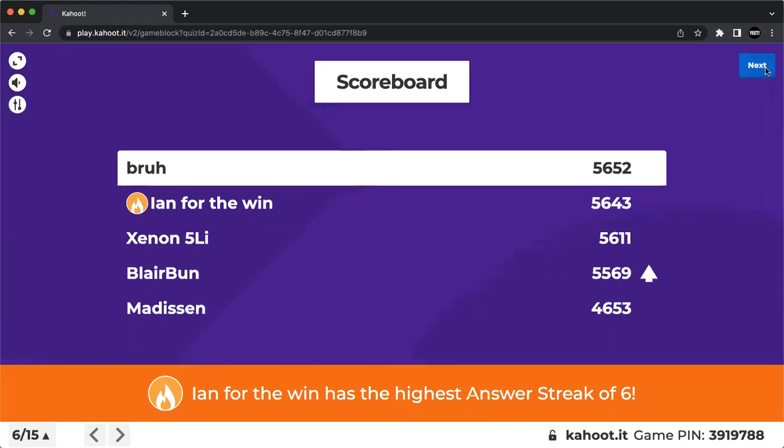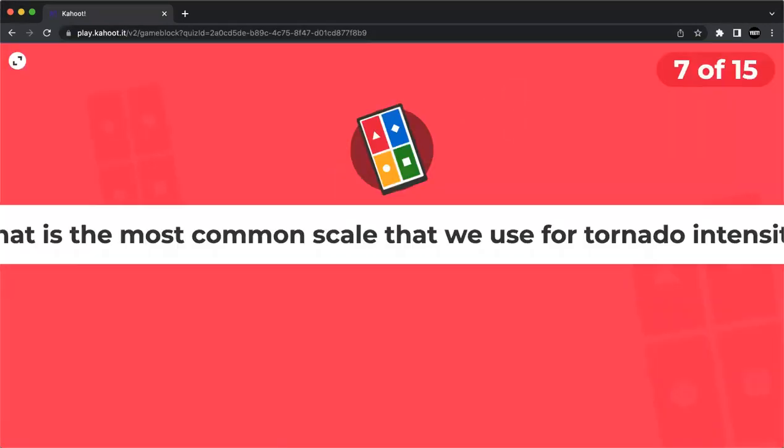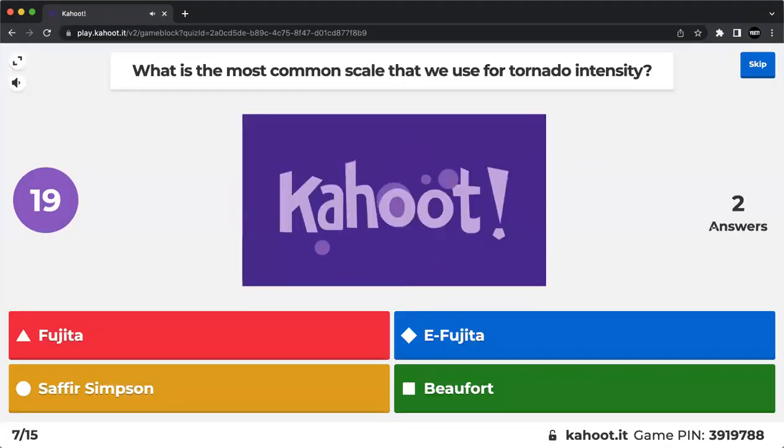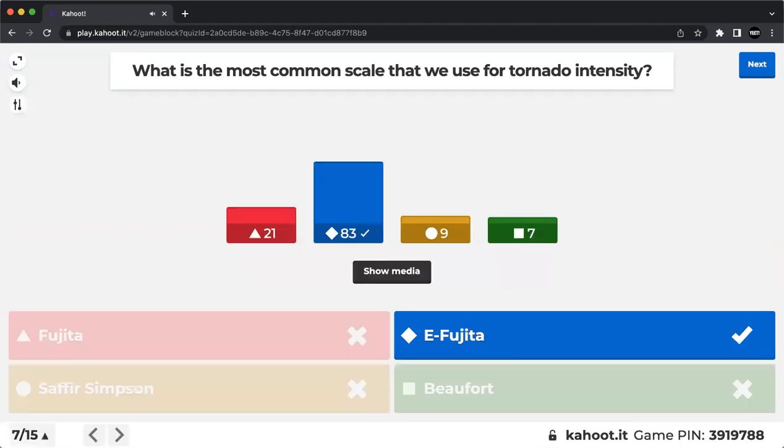Okay, we'll do one more. What is the most common scale that we use for tornado intensity? Is it the Fujita scale, the Enhanced Fujita, the Saffir-Simpson, or the Beaufort? Yep, it's the Enhanced Fujita.